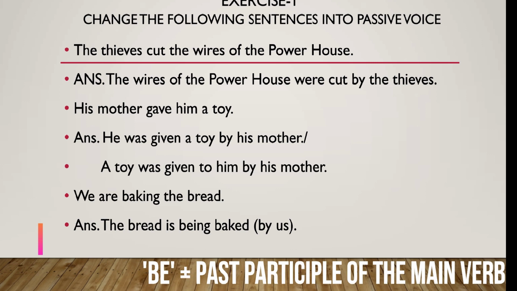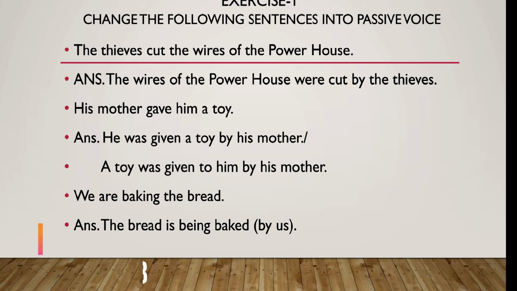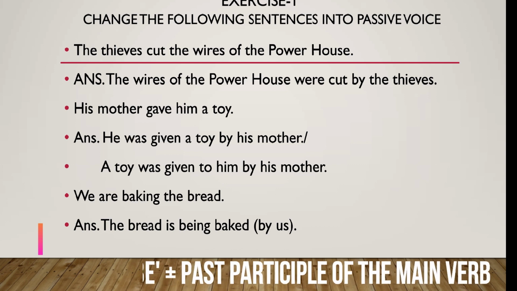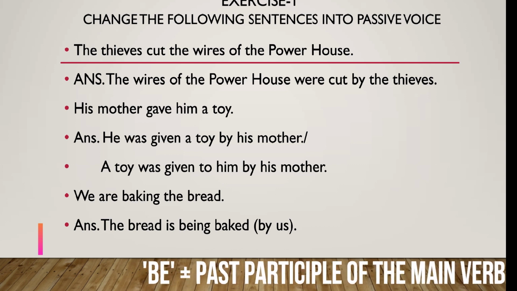The second sentence is, his mother gave him a toy. Just identify SVO. Well, in this sentence, we have 2 objects, indirect object and direct object. His mother is the subject, gave is the verb, him, indirect object, a toy, direct object. We can change the sentence into passive voice by taking any of the objects. We can take him and we can take a toy also. But the indirect object is taken preferably.